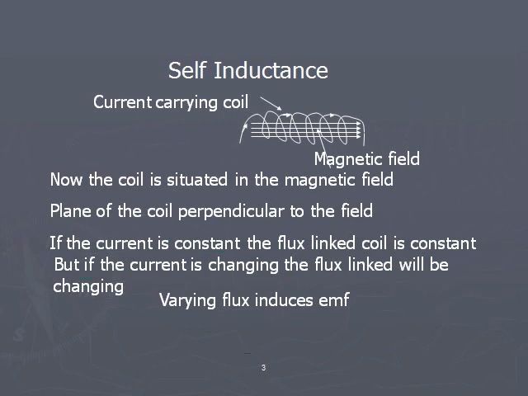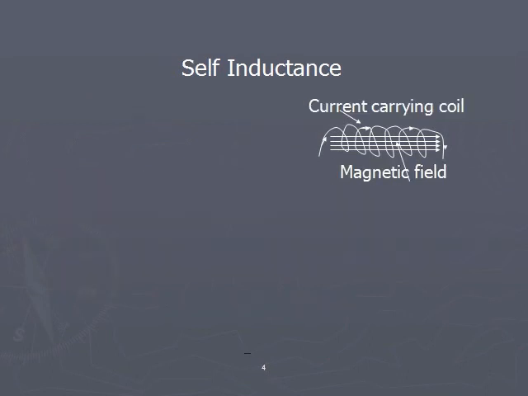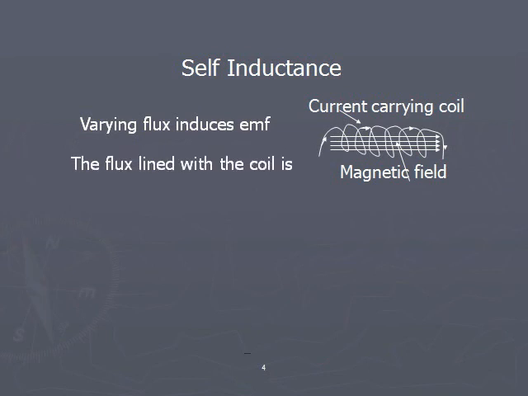But the flux changes as the current changes. That is, either the current is increasing or decreasing, the flux linked with the coil changes. So the varying current produces varying magnetic field, and the varying magnetic field varies the flux linked with the coil. This varying flux creates an EMF called induced EMF. So an induced EMF will be created whenever the flux linked with the coil changes, that is, whenever there is change in current in the coil.